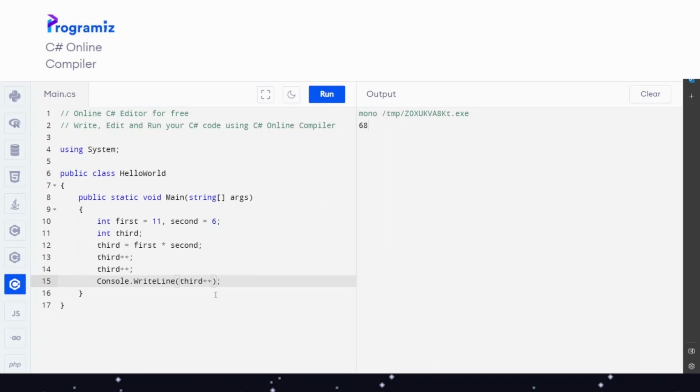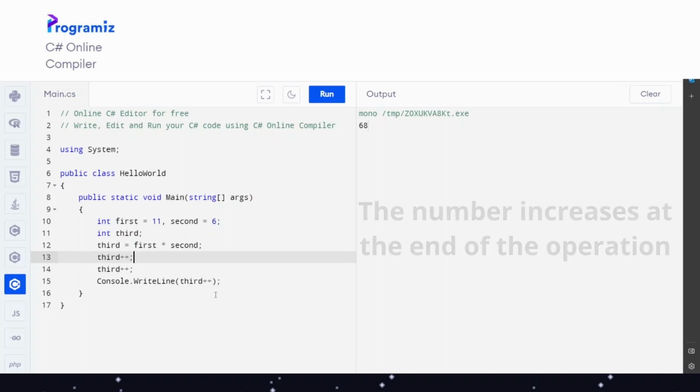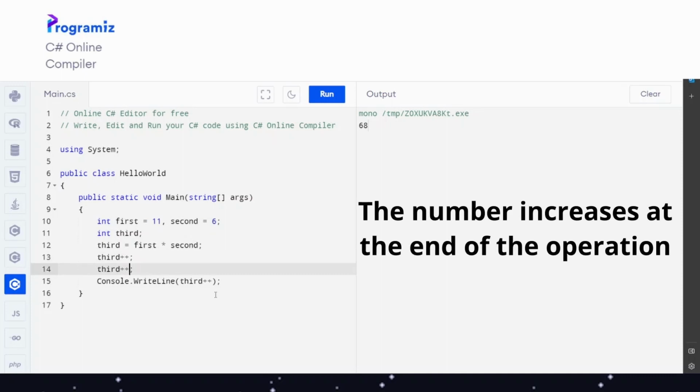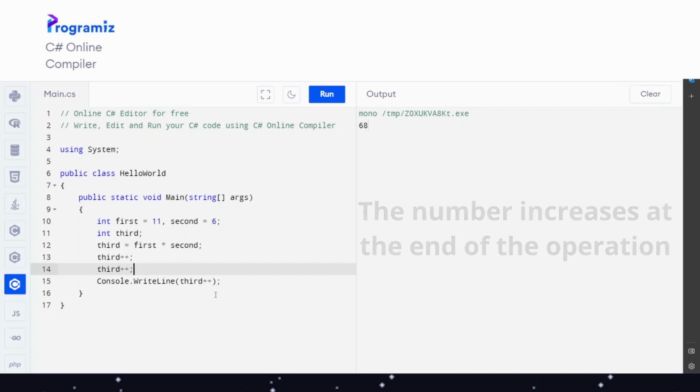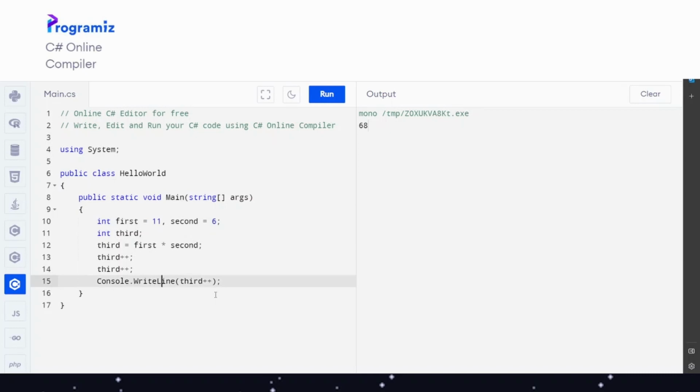The reason for this is that where third plus plus is written, the increment happens only at the end of the operation. So for instance, with third plus plus, up to this point it is 66, then it goes to 67. In this case it is still 67, then it goes to 68. And in this case, while we write the line it is 67, but at the end it will be 69.